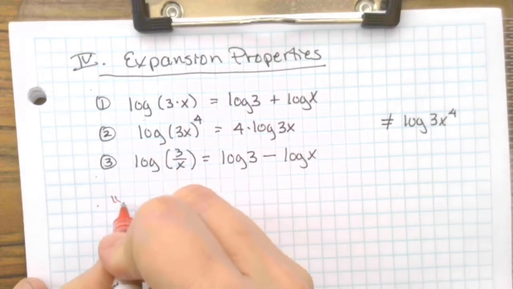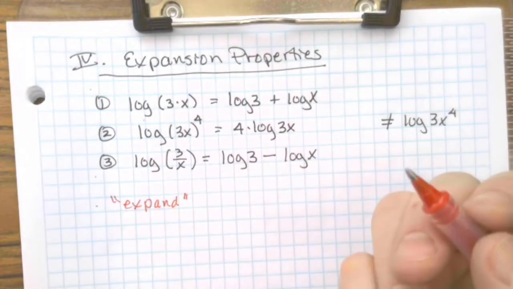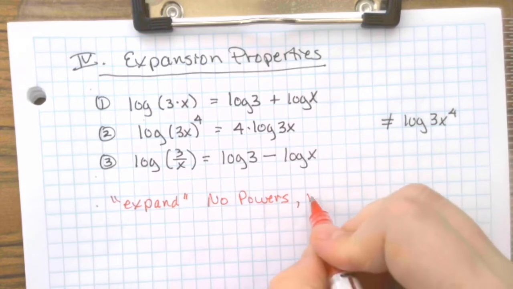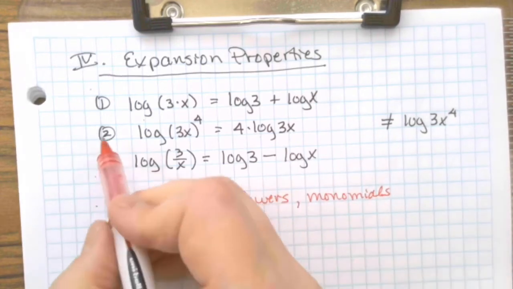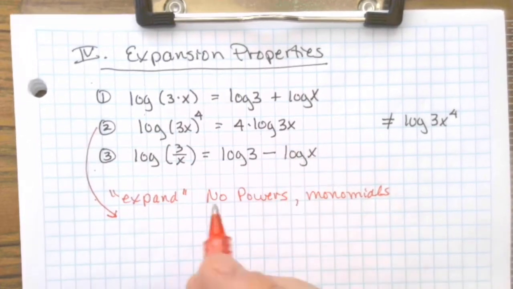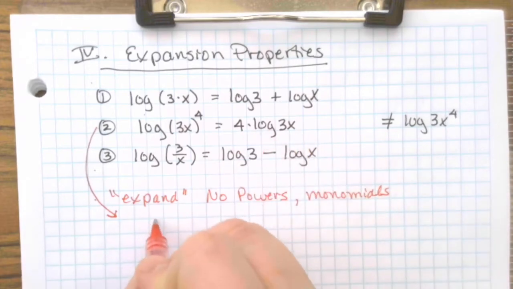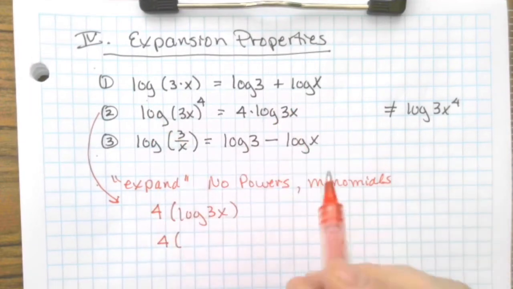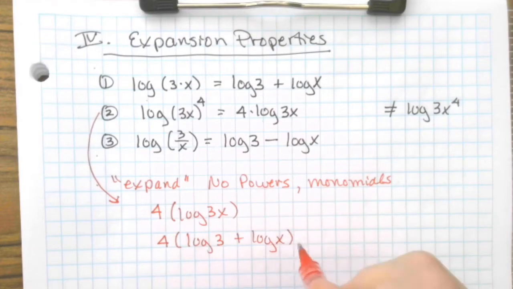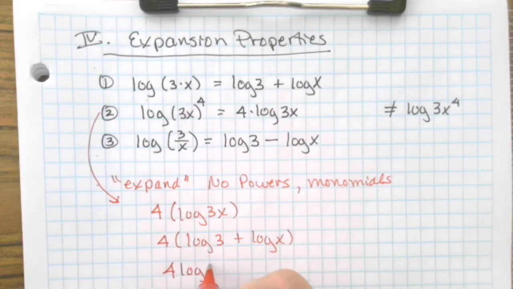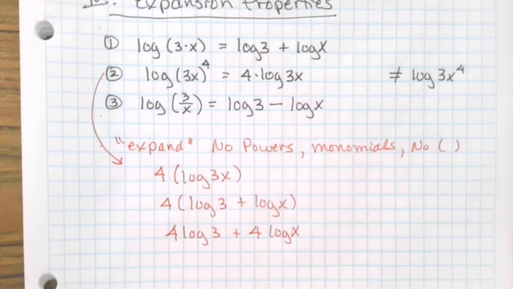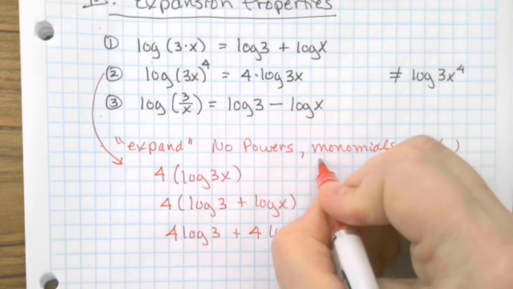If you're asked to expand a log, it means that when you expand, there needs to be no powers, and everything on the inside must be monomials. So if you were being asked to expand number 2, this first step is a good one, but then you would have to separate out the 3 and the x. Now since there's a 4 in the front, you would factor it out and then do the first property, log 3 plus log of x. And then you would distribute: 4 log 3 plus 4 log x. So no parentheses either. That's what it means to expand: to write it with no powers and no parentheses, and only monomials on the inside, so one single term on the inside.